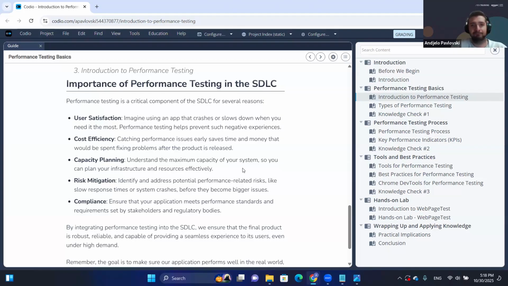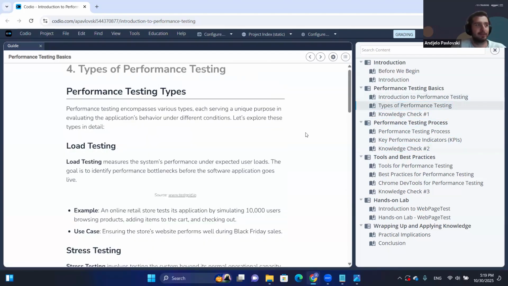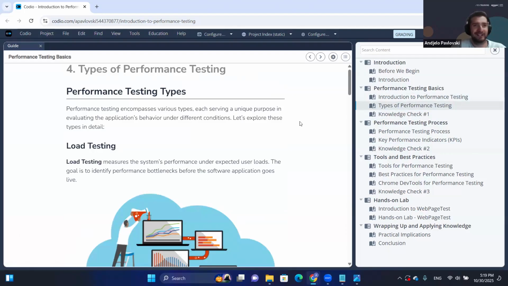Okay. Do we have any questions so far? Okay. I don't see any questions for this section, so I'm just going to move on to types of performance testing. Thank you for the heads up, Ines.